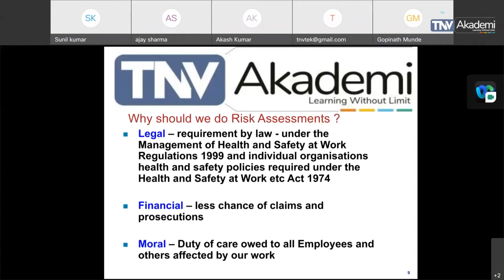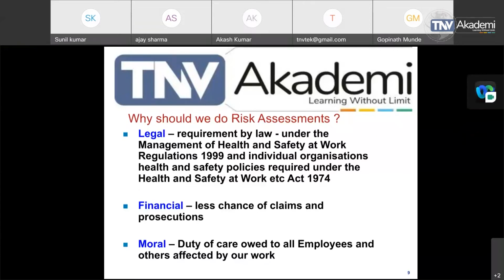So why should we do risk assessment? The first reason is the legal requirement under the Management of Health and Safety at Work Regulations 1999, and individual organization health and safety policies required under the Health and Safety at Work Act 1974. All industries, like the food industry, the pharma industry and others, do risk assessment of their particular process, their product, their raw material, and their finished goods. So they do the risk analysis for all their process steps.